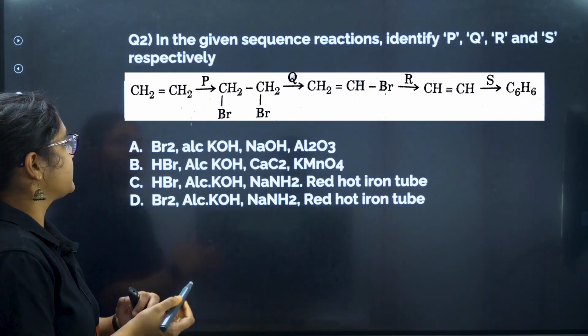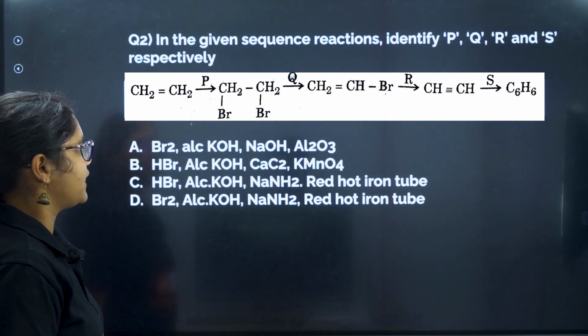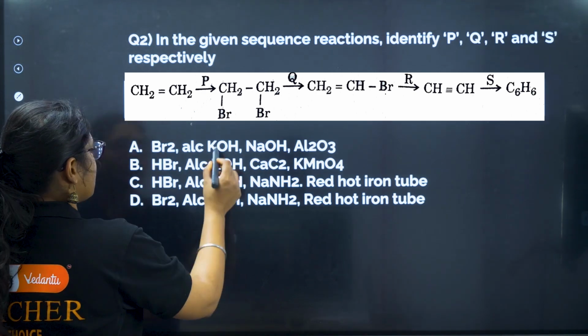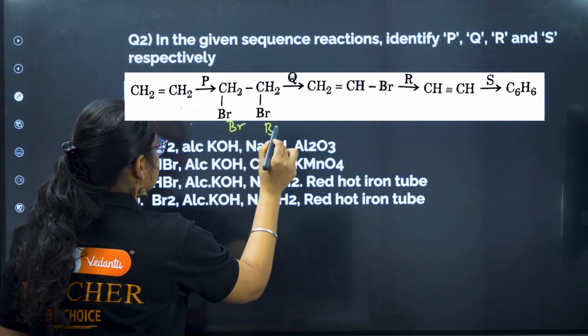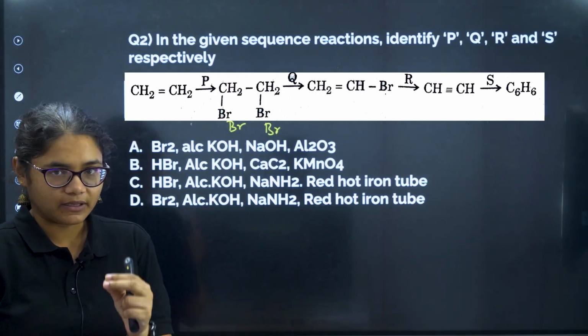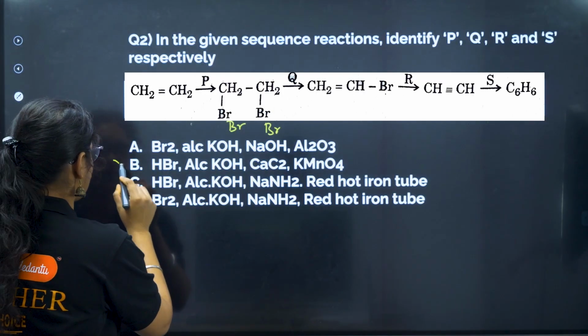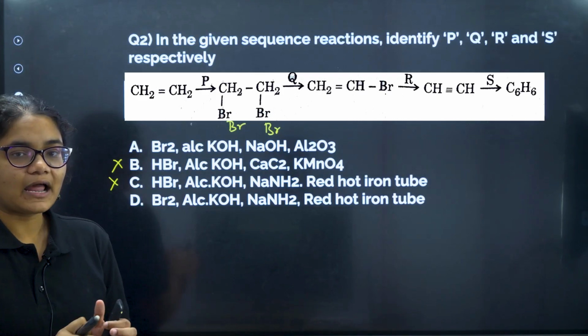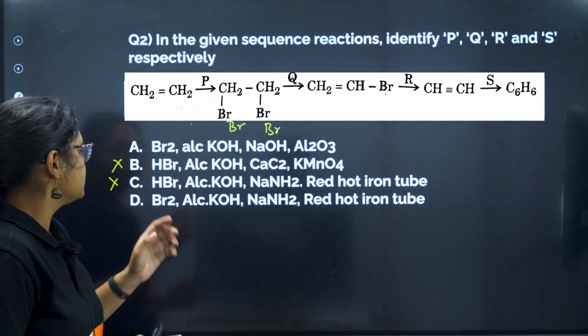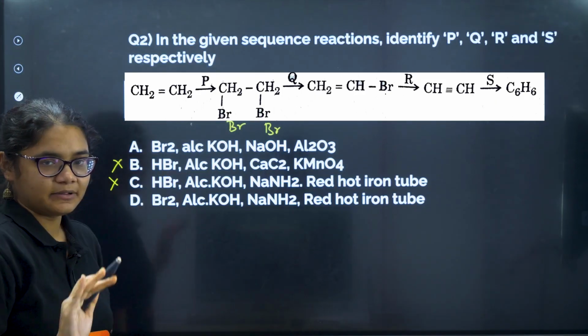Now let us see the next question. In the given sequence of reaction, identify P, Q, R and S respectively. So here we have Br, okay. Now if you see, one double bond is there, two bromines are getting added. So that is the addition of Br2. HBr will not be there because HBr will add one H and one Br, right? In Br2 there will be two bromines added. So that is why option A and option D can be the answer.